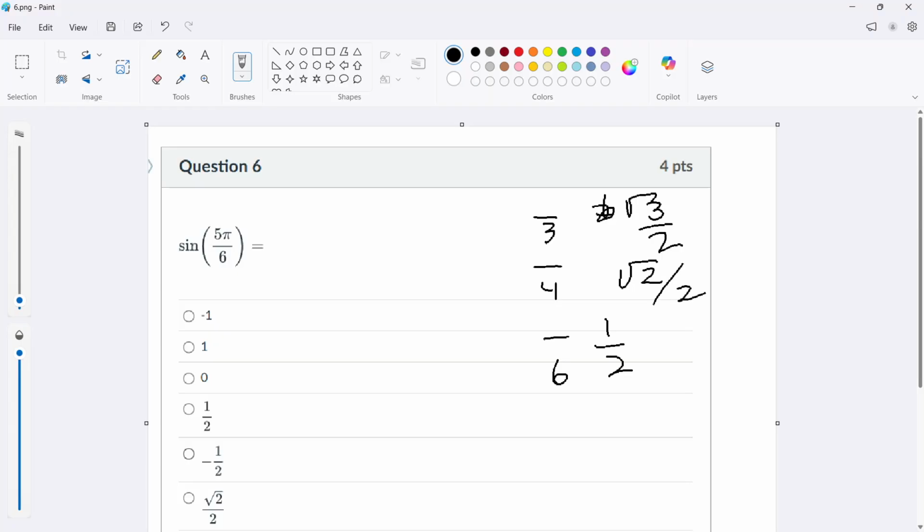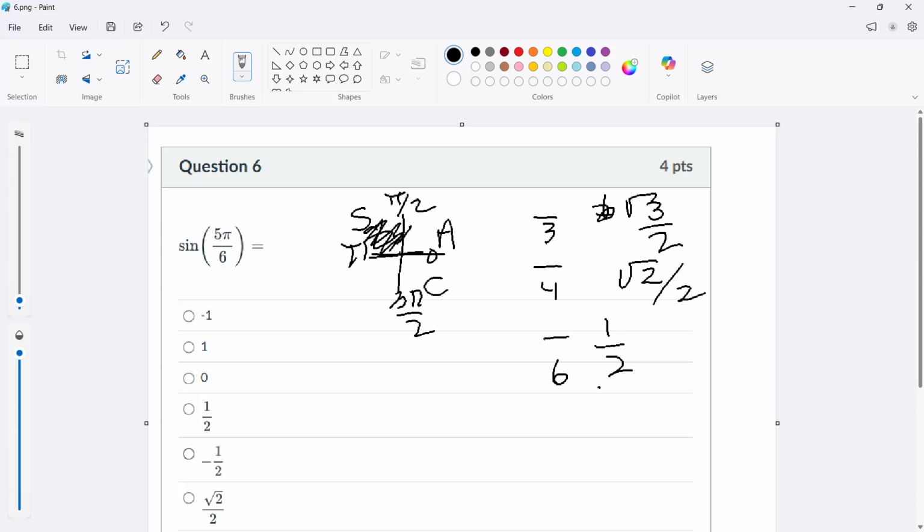Well, again, this is 0, pi over 2, pi, and 3 pi over 2. You're always going from the horizontal, so I'm going to do 6 pi over 6. So 5 pi over 6 is somewhere over here because it's less than 6 pi over 6. It's pi over 6 less than. So it's going to be, what am I looking for? Sine, CAST. Sine is going to be positive.